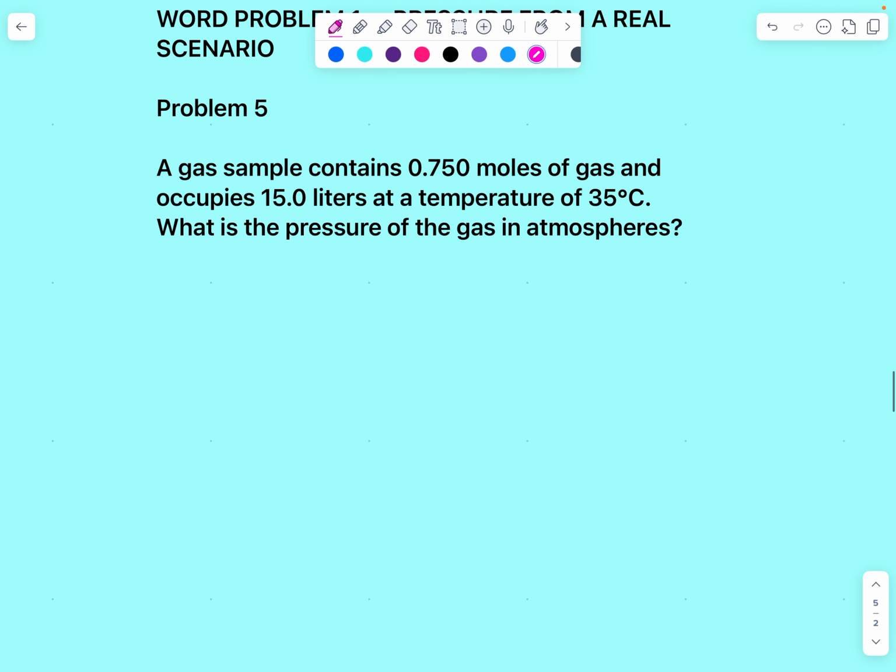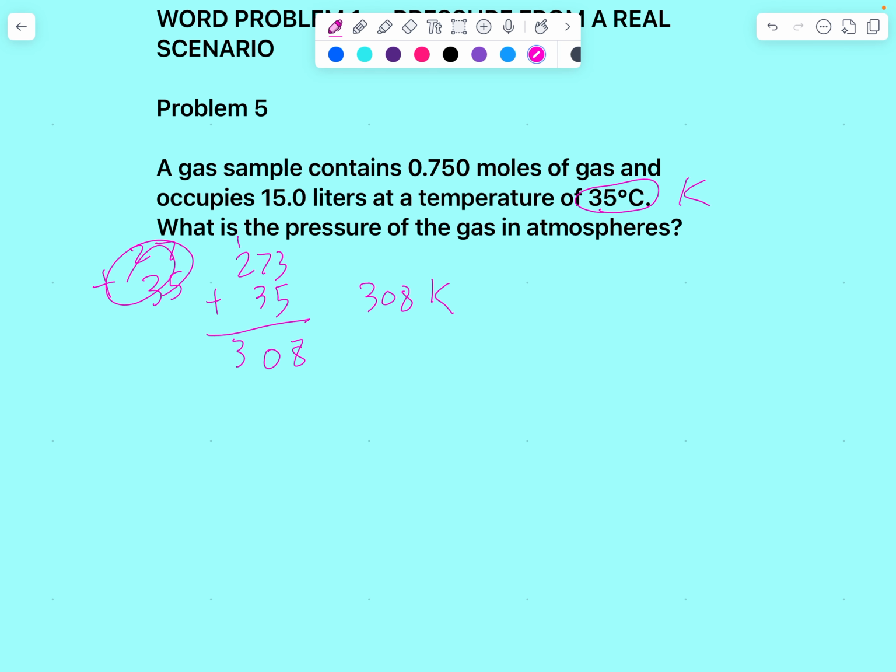Let's try this one. A gas sample contains 0.750 moles of gas and occupies 15.0 liters at a temperature of 35 degrees Celsius. What's the pressure of the gas in atmospheres? Okay, first things first, change that temperature. This is not cool. We want it in Kelvin, right? So take 273 plus 35. By doing the math, you can see I got 308 Kelvin. Anytime we see Celsius, we convert first.